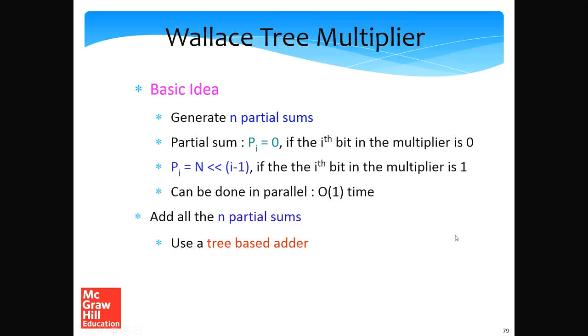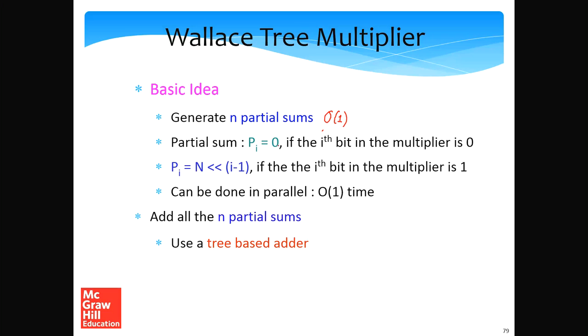So let's now discuss the Wallace Tree Multiplier. The idea is like this, that we generate n partial sums. So this, as we have seen in the previous example, can be done very quickly, in order of 1 time, where we generate the n partial sums. How do we do this? We take a look at each bit in the multiplier. If it is 1, the partial sum is the multiplicand, of course shifted by a certain number of positions to the left. Otherwise, the partial sum is 0.